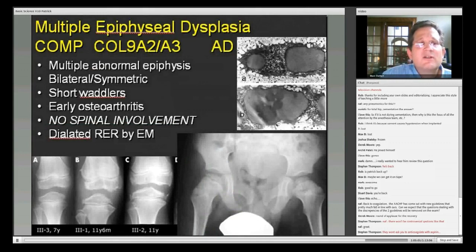The other cartilage oligomeric protein problem is multiple epiphyseal dysplasia. It's also autosomal dominant. It also has a goofy-looking rough endoplasmic reticulum, the slide on the upper right, but the name tells you that they have multiple abnormal epiphyses. So they have goofy knees and goofy hips. They're usually short and they waddle and they get early osteoarthritis. It's multiple epiphyseal dysplasia, so remember there's a version that's caused by cartilage oligomeric protein and another version that's caused by collagen type 9.